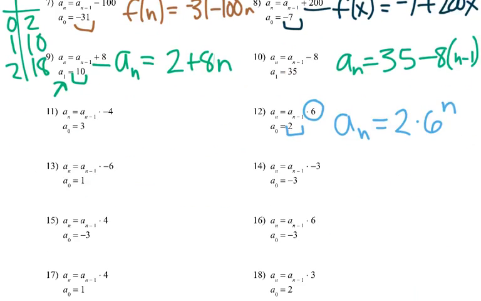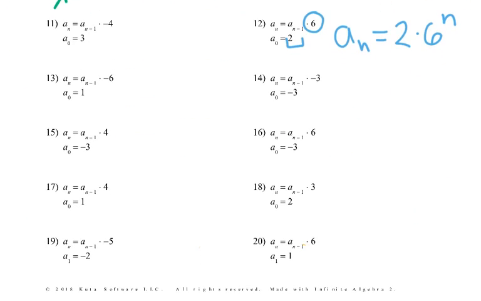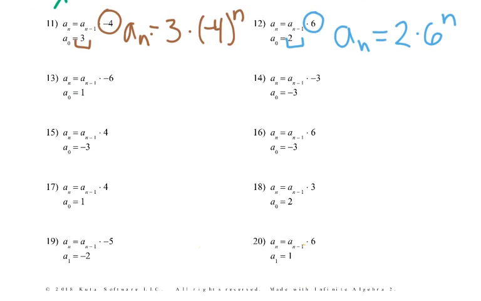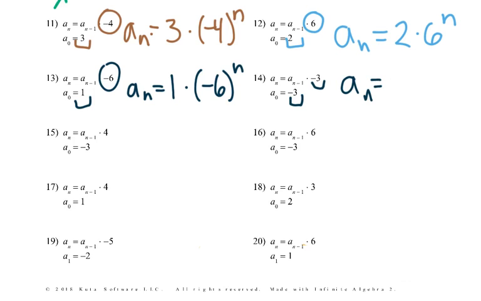Okay, all right, now let's do the geometric ones. So start at 3, so a sub n equals 3 times negative 4, and it's geometric, so the n goes up top. Notice up here, no exponents for my variables. Down here is going to be full of them. Okay, number 13, start at 1. A sub n equals 1 times negative 6 to the n. Number 14, start at negative 3, grows by negative 3, so this one's going to look pretty similar. Negative 3 times negative 3 to the n.